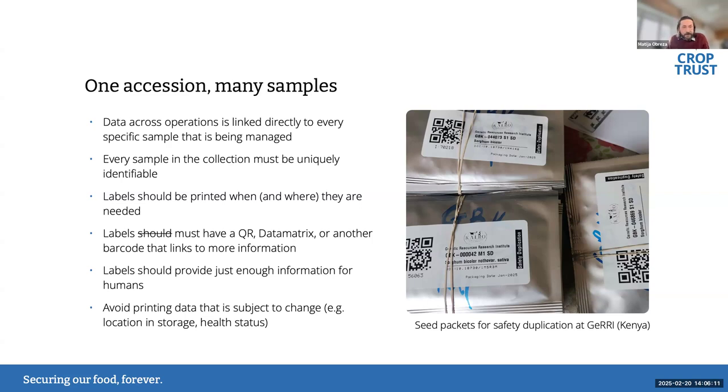And also try to avoid printing any data that's subject to change. So perhaps you don't want to print location in storage if that thing is subject to change. If it's quite stable, you can print it, but keep in mind that if you print things that are changeable, like, I don't know, last viability result, once you have a new viability result, you'd have to print a new label for that to make sense. So it's better to pull that information out of the system instead of printing it on a label, especially if it's a long-term label.